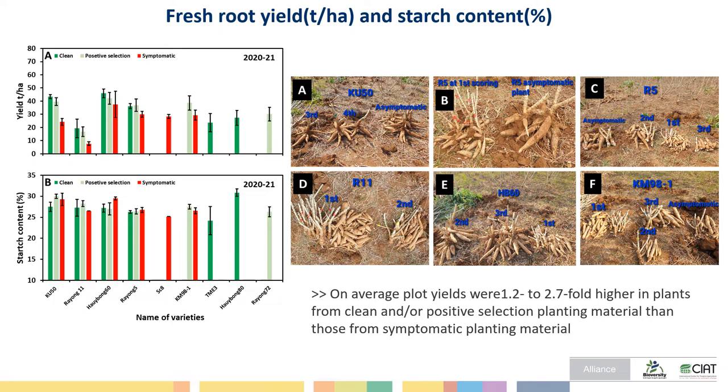During the seasons 2019 and 2020, both Huibong 60 and KU50 demonstrated the smallest difference when comparing the yield of stake originating from clean and symptomatic stake.